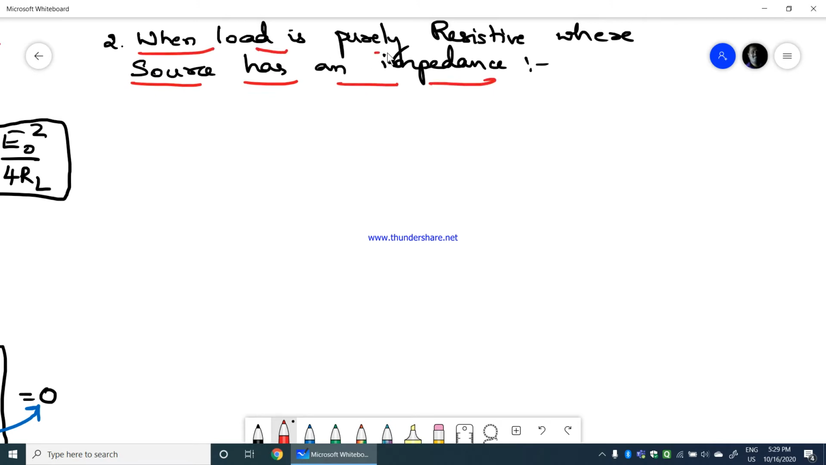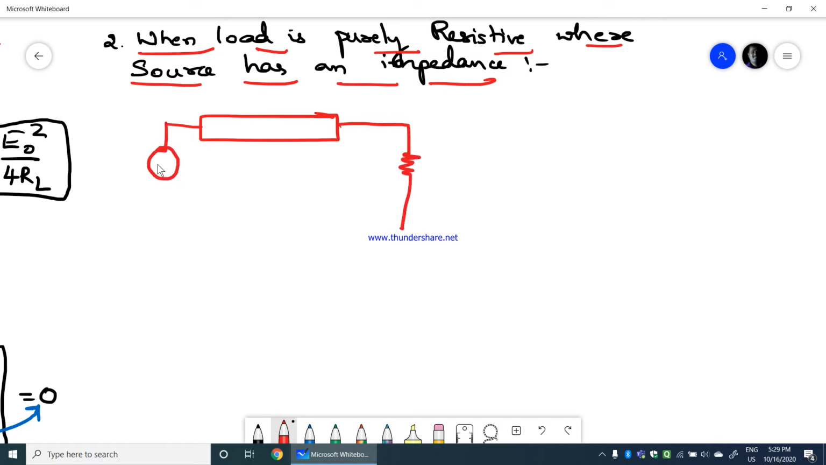So for that, first we need to draw the diagram. So the diagram will have what? When the load is purely resistive and the source has some impedance, I will represent the source here, and I will represent the load which is purely resistive, and this is my E naught. So this is E naught, whereas this is the source impedance. I will say RS plus J into XS, and this is my load impedance, the load resistance RL.